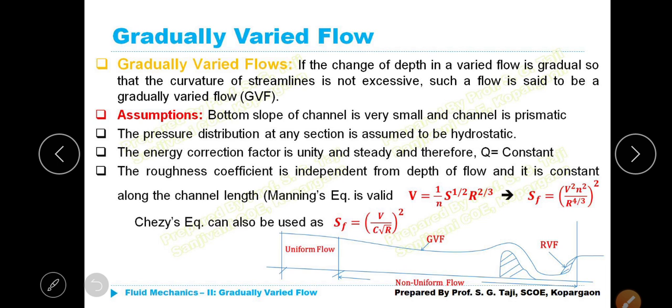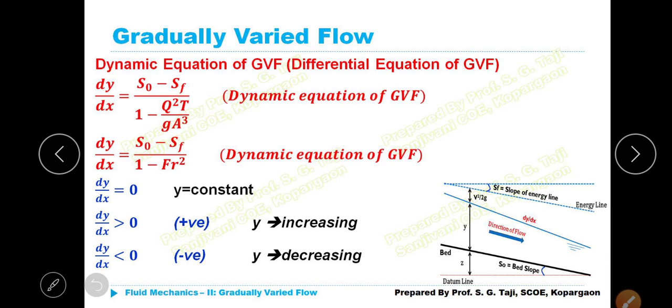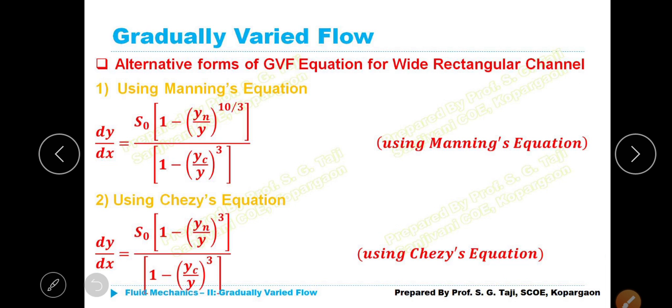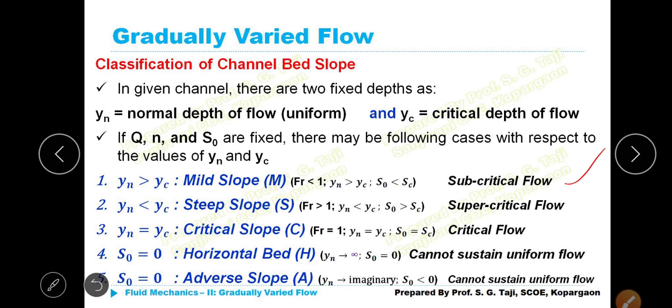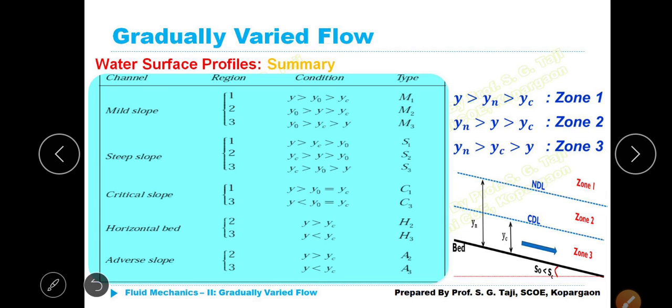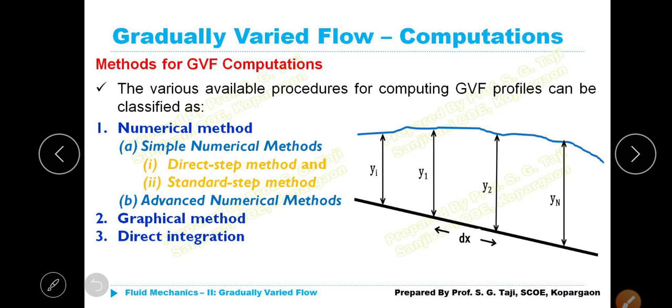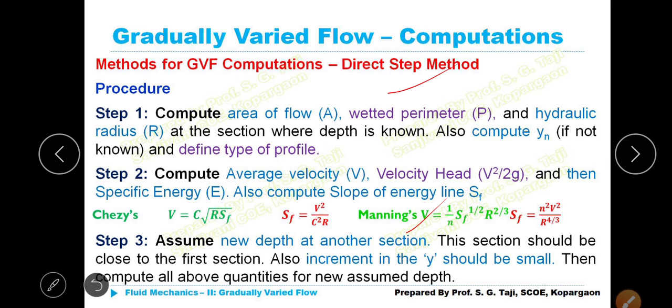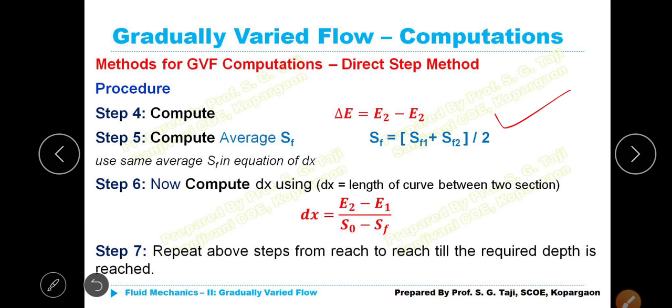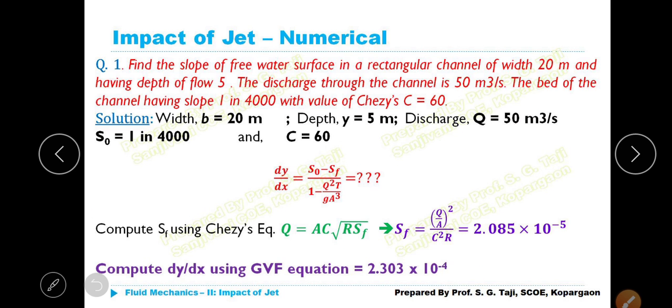Thank you. These are all the summary we have seen in detail. I do not wish to say again and again the lengthy formulas, different types of slopes: mild slope, steep slope, critical slope, horizontal slope, adverse slope, everything we have seen. These are all a summary once again, along with the curves printed here. Once again methods and steps are given. Just copy paste.